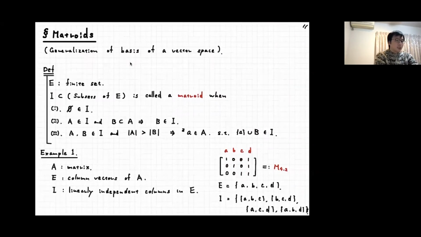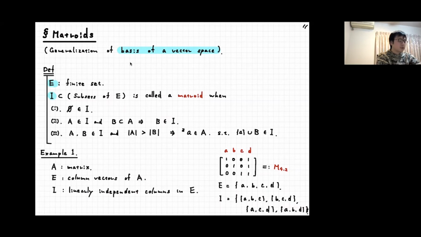By using 20 minutes, I want to introduce the matroids. As I said, the matroid is a notion which is a kind of generalization of a basis of a fixed vector space. So the formal definition of the matroid is given as follows. Matroid starts from the finite set capital E and a certain subset of all of the subsets of E, which is called the independent sets. And if this capital I satisfies the following 3 conditions, it is called the matroid.